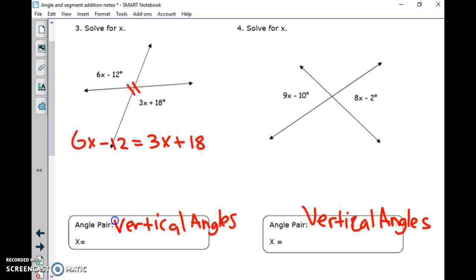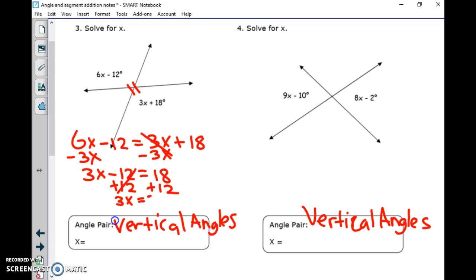And we've done these before. X is on both sides. What do we do when X is on both sides? Get rid of the smaller x, which is 3x. So minus 3x, minus 3x. Cancel that out. 6x minus 3x is 3x. Bring down minus 12 equals 18. Two-step problem. So how do I get rid of that minus 12? The opposite. Plus 12, plus 12.